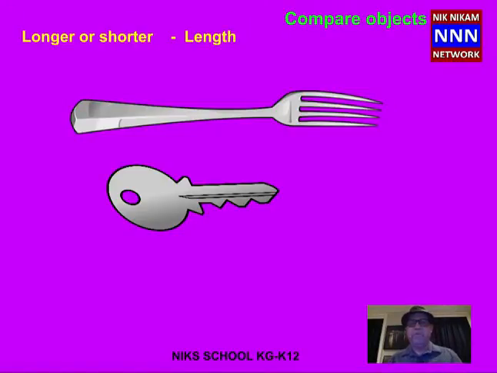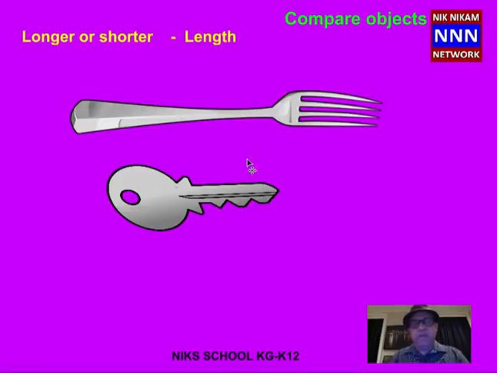Okay, now we're going to compare things based on their length. The length is measured in inches or feet or miles. Any unit that measures the length can be used to compare things. So here is a fork, and here we have a key. Which one is longer? Of course, this fork is longer than the key because the length of the fork is much longer compared to the length of the key.